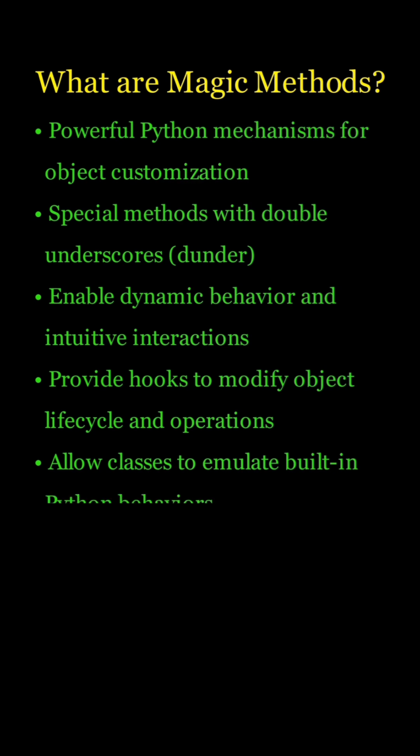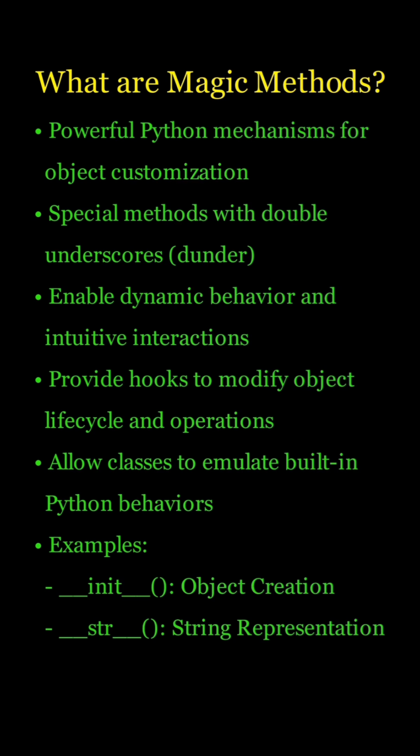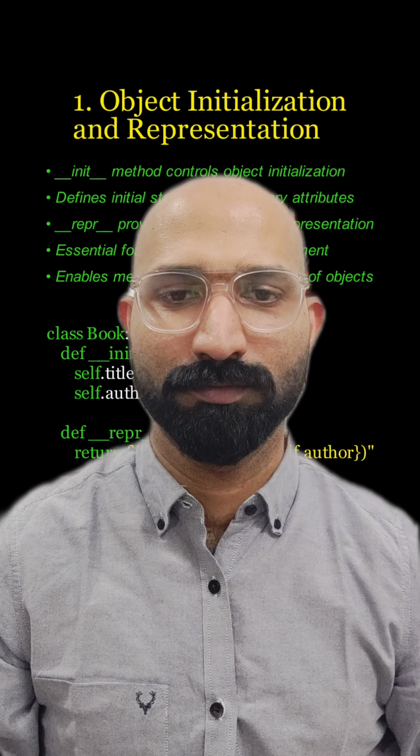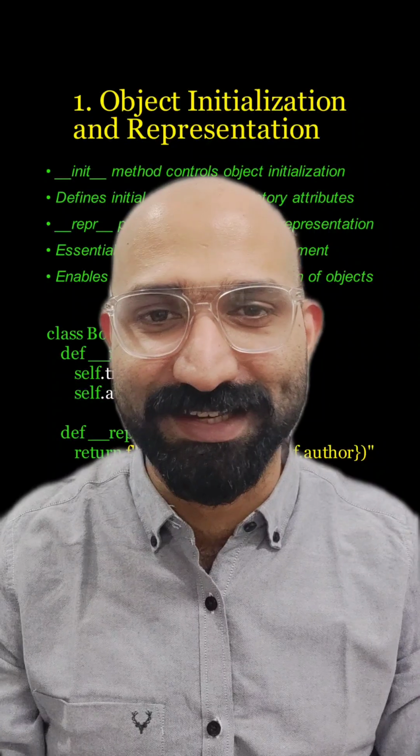These special methods provide hooks into Python's internal operations, allowing custom classes to emulate built-in behavior. Some common examples include __init__ for object creation, __str__ for string representation, __len__ for determining the length, __add__ for custom addition, and __eq__ for defining equality between objects. Magic methods are the foundation of Python's "everything is an object" philosophy. Let's move on to object initialization and representation.